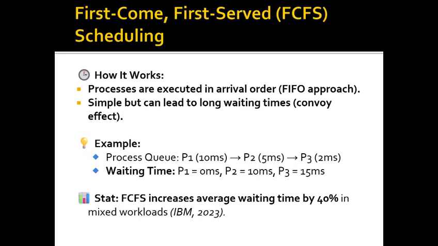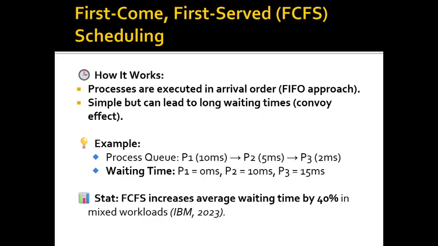The processes are executed in arrival order, as in the first come first serve approach. This is a basic concept of a queue. The first to come is the first to be served in the queue. It is simple but can lead to long waiting times and the convoy effect.